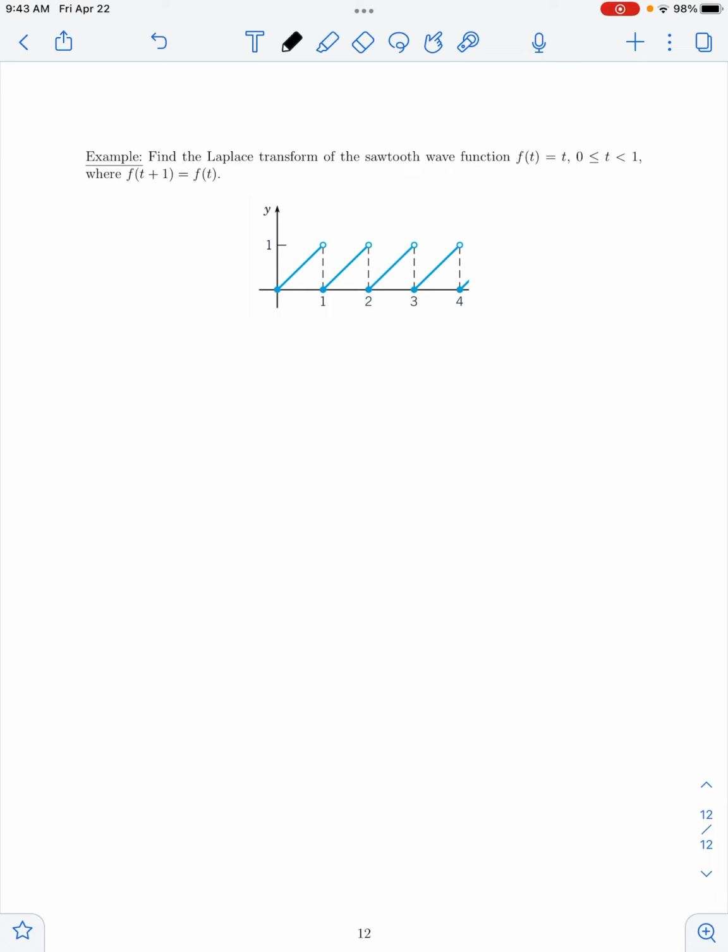So let's look at another example of this. Next, we are asked to find the Laplace transform of the sawtooth wave function that we saw earlier. Again, this function is defined as t on the interval from 0 to 1. So our graph, we have this line segment from 0, 0 to 1, 1. And then it's defined to be periodic of period 1. So we repeat these values for all forward time.